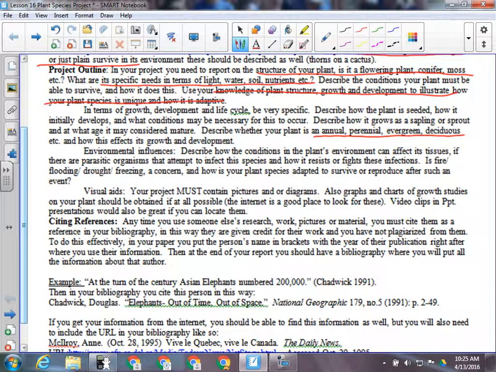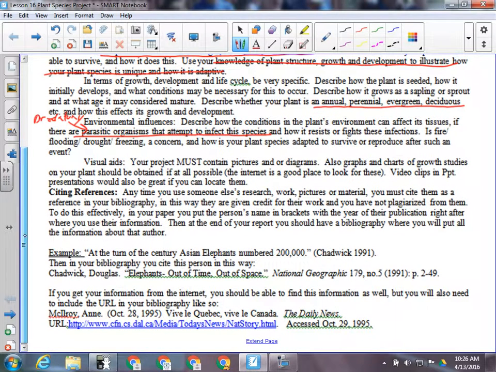How can it affect its tissues? Are there parasitic organisms that affect that species? Or not just parasitic, but predatory, in other words, herbivores. Because we're talking about a plant here, but we said the other day, if you were grass and you saw a cow coming, that's your predator. It would be like you or I seeing a bear coming. We might get eaten. How does it resist or fight those infections? Then there are fire, flooding, drought, freezing, etc., those periodic disturbances. How is your plant species adapted to survive and reproduce after such an event?